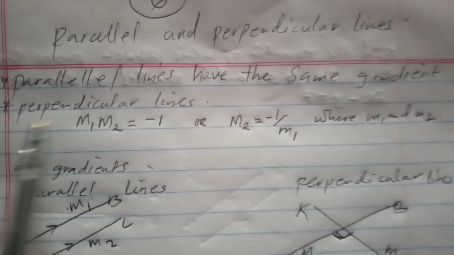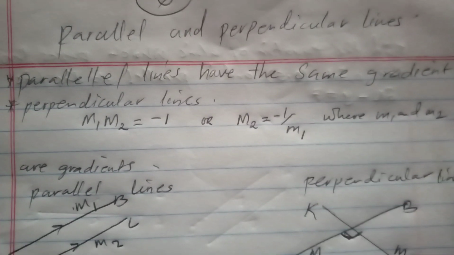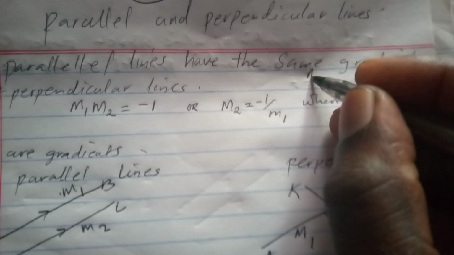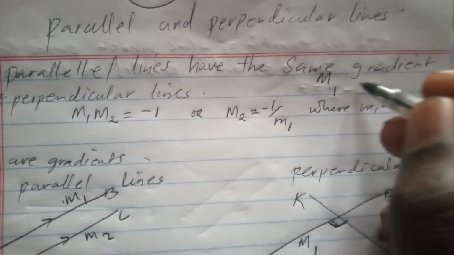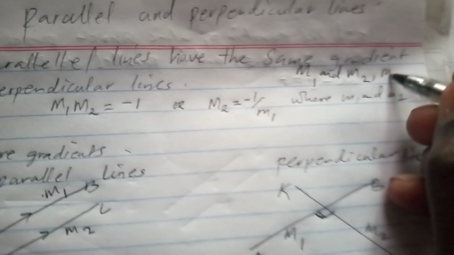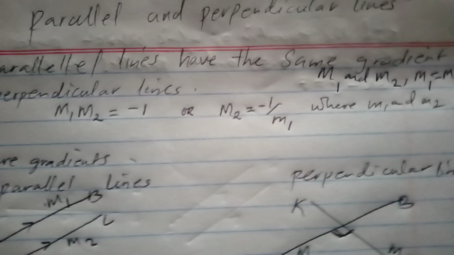So if you have the gradient of one line, m1, and the gradient of the second line, m2, it means that m1 is equal to m2. They have the same gradient.